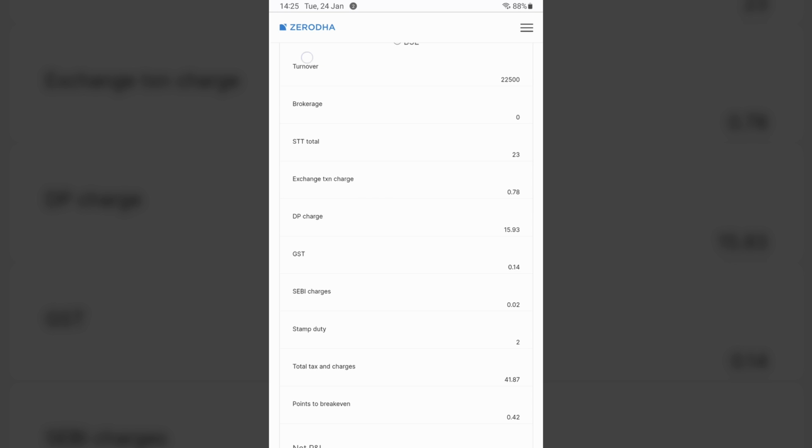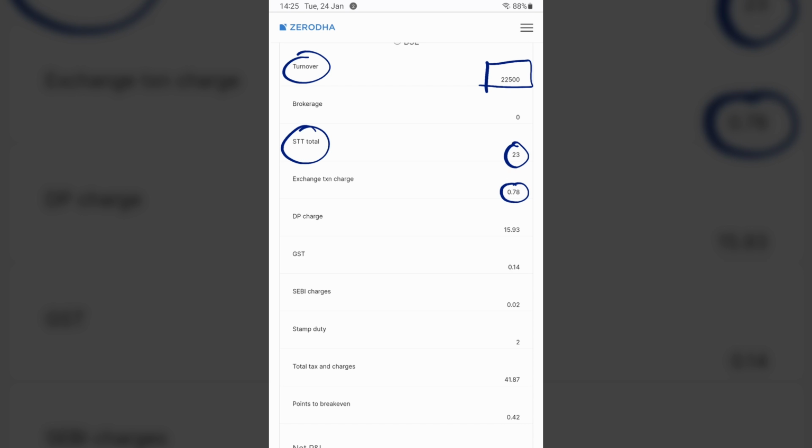So you would see over here the turnover is a total of 22,500. Your securities transaction tax is 23 rupees. Your exchange transaction tax is 0.78. Your DP charges is 15.93.